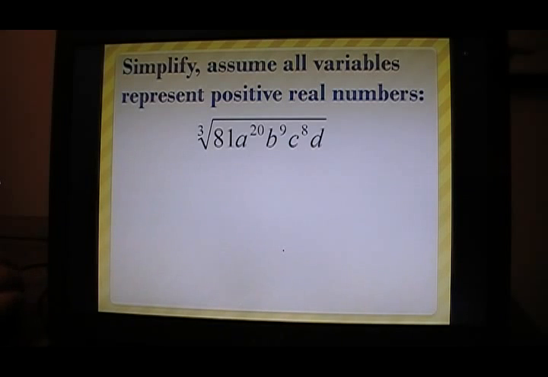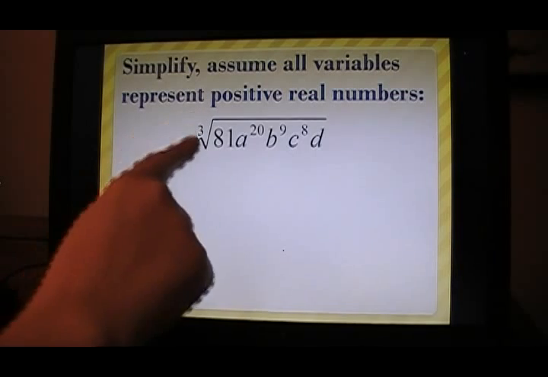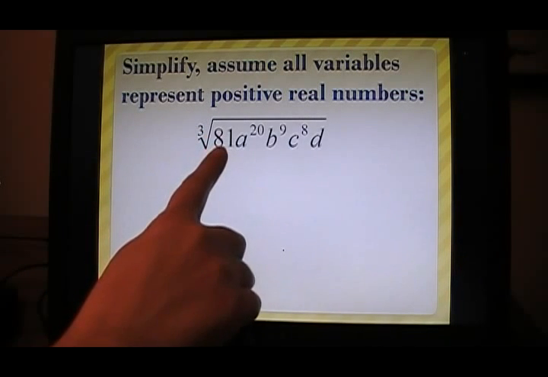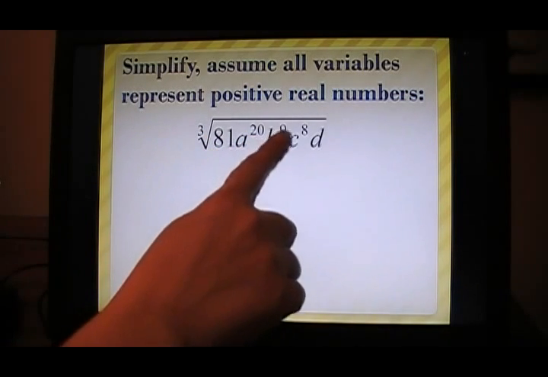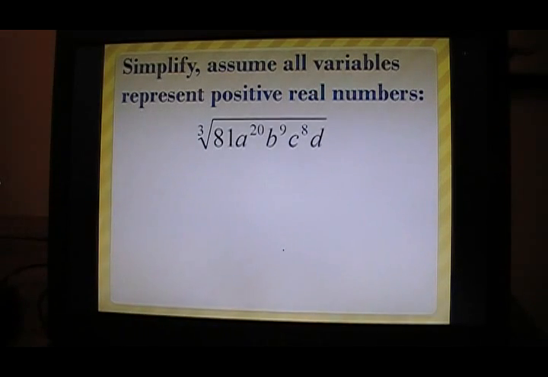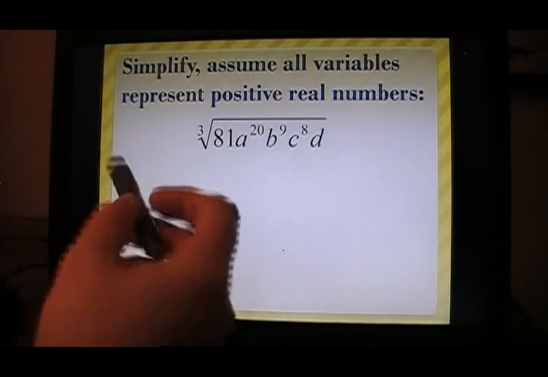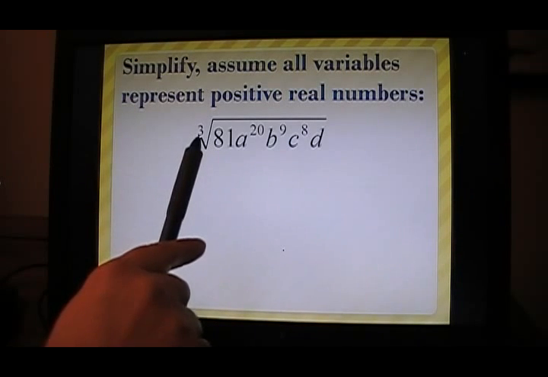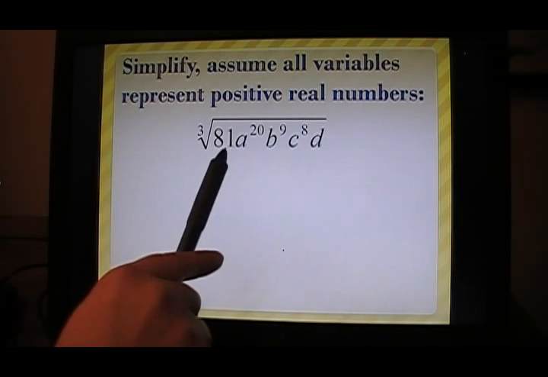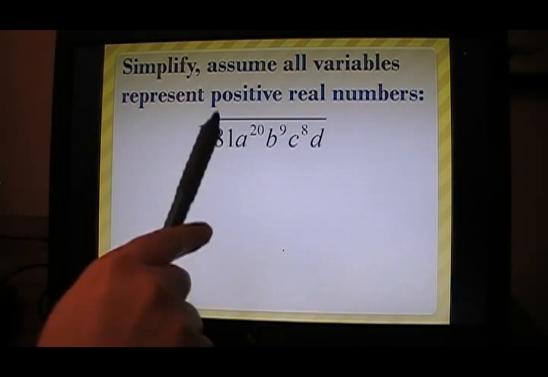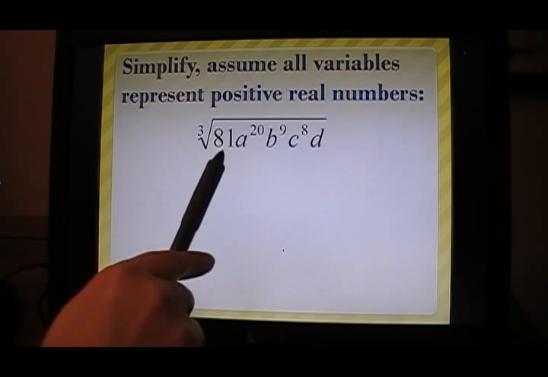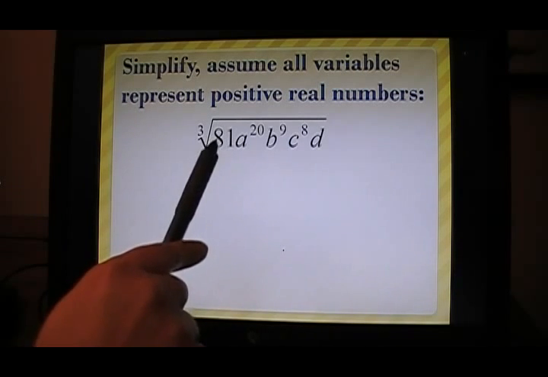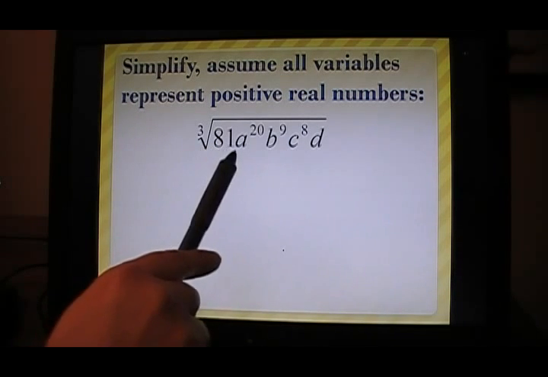So let's do one last example. Evaluate or simplify the cube root of 81, a to the 20th, b to the 9th, c to the 8th, d, and so on. So, is there something I can multiply 3 times to get 81? If you look at your list of perfect cubes, you're going to see 81 is not on that list. 81 is on the list of perfect squares. It's not on the list of perfect cubes.